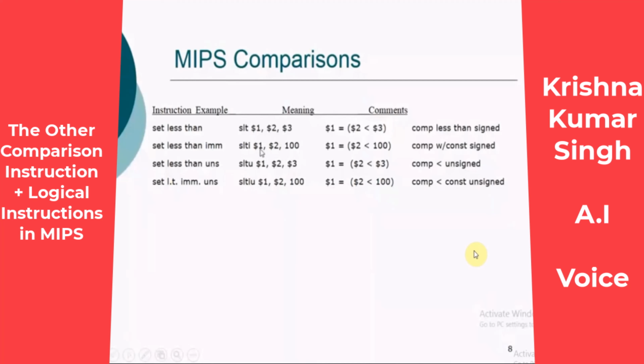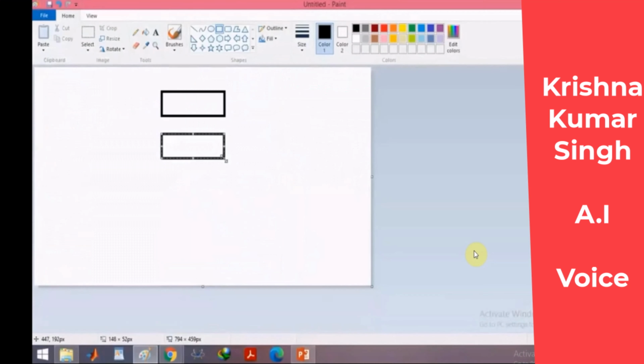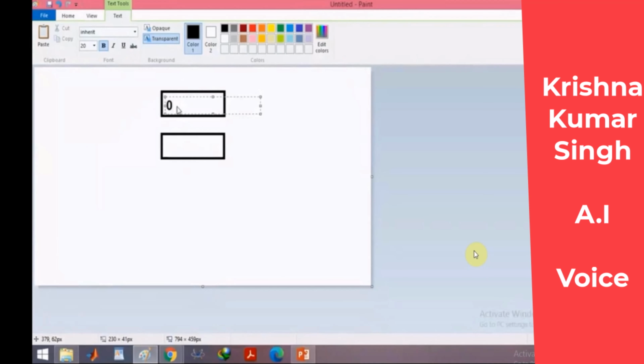So this one is an example. You can change it to any other registers. Set less than unsigned and set less than immediate unsigned. The content of one register can be interpreted as a signed or unsigned value. For example, when you want to compare two values, I see that these are my values.